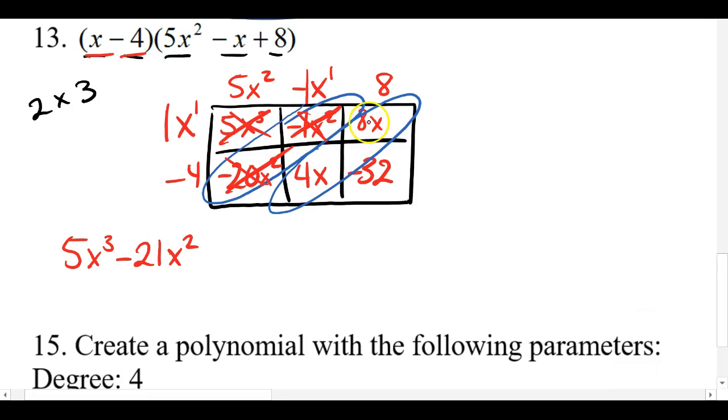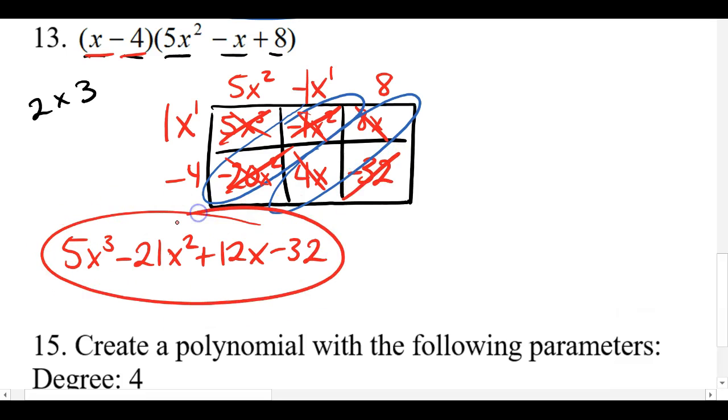Now I have 4x and 8x. Well, that's just 4 plus 8. That's 12x. Done with that. And now I have negative 32. And that's my last one. And we're done.